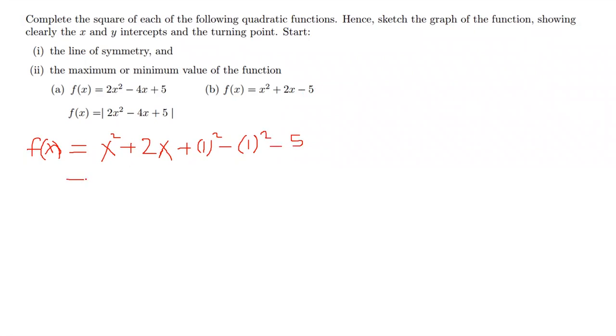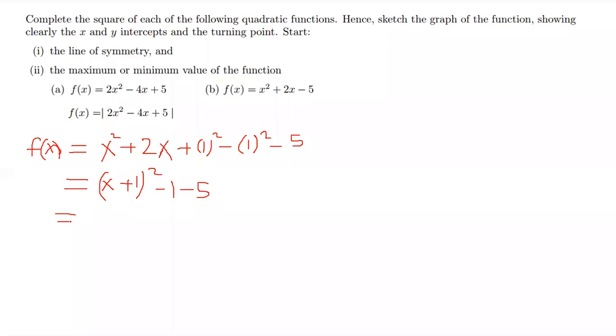And then here now I complete the square. How? By combining x squared and 1 squared. So I'm going to say x plus 1, and then I'll put them in brackets and then I'll say squared. And then I'll write this minus 1. Minus 1 squared is 1, and then this is negative 5.